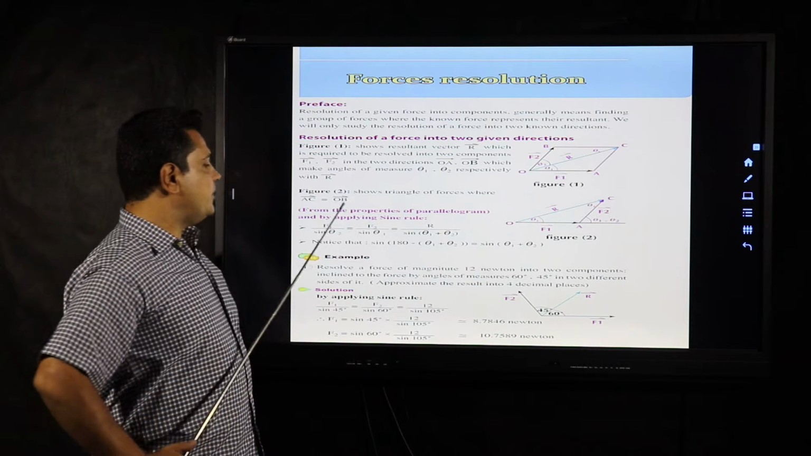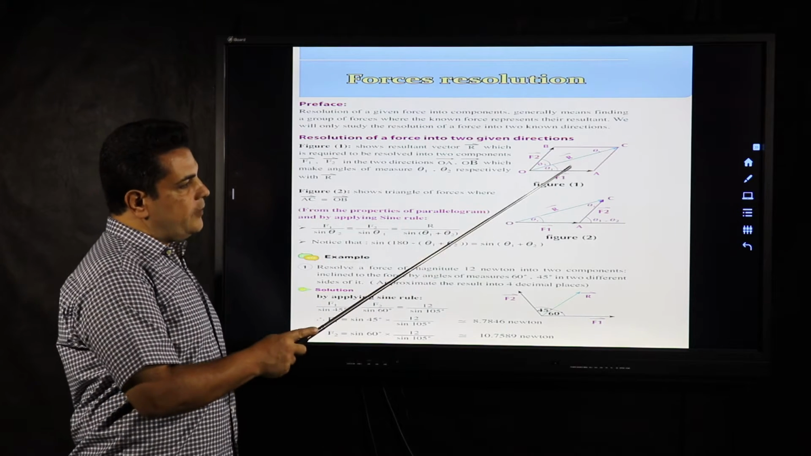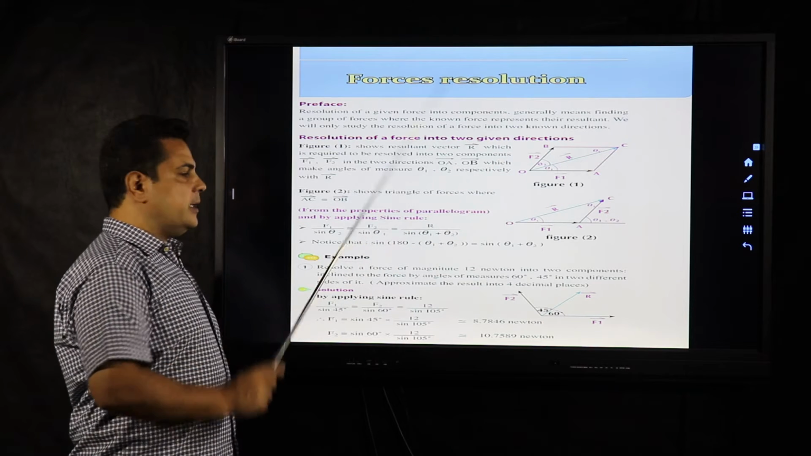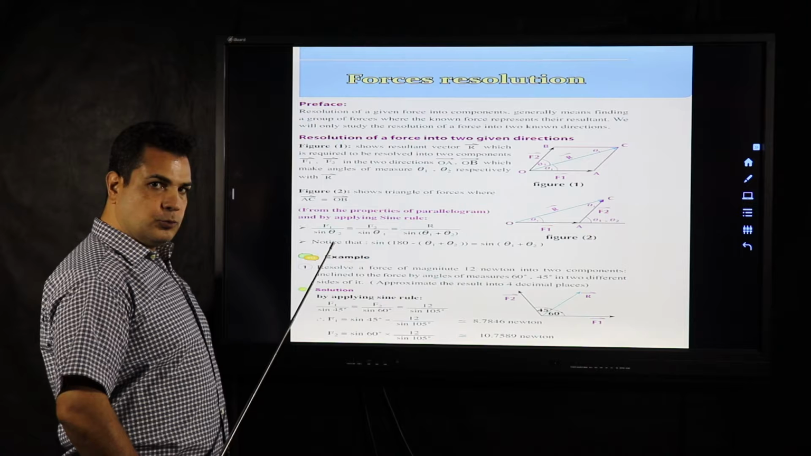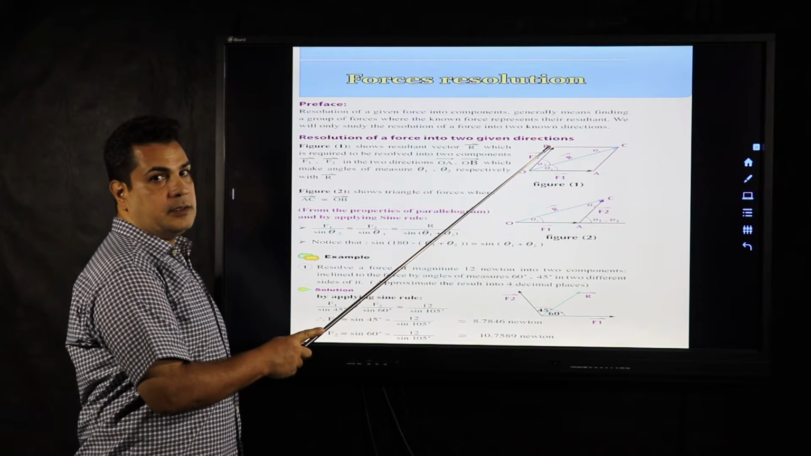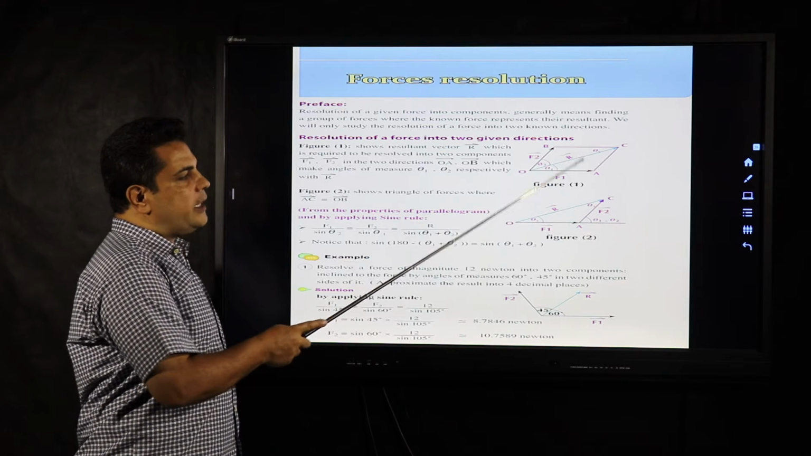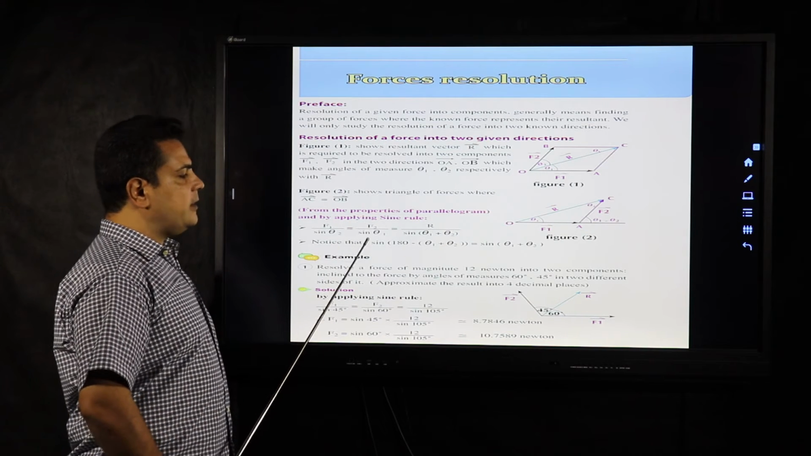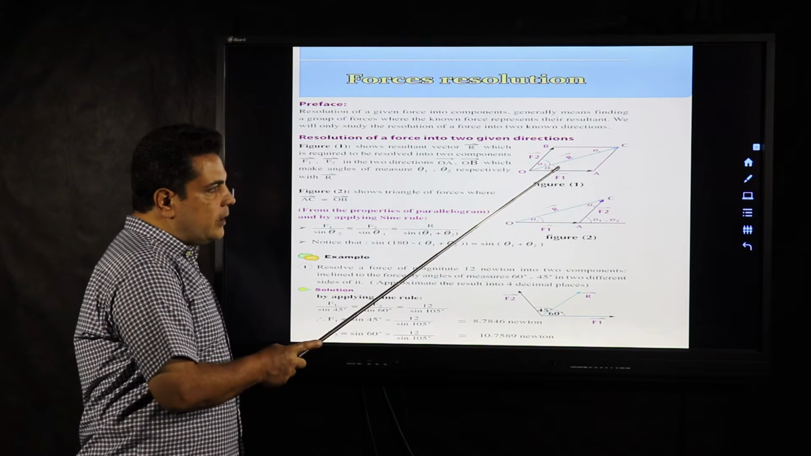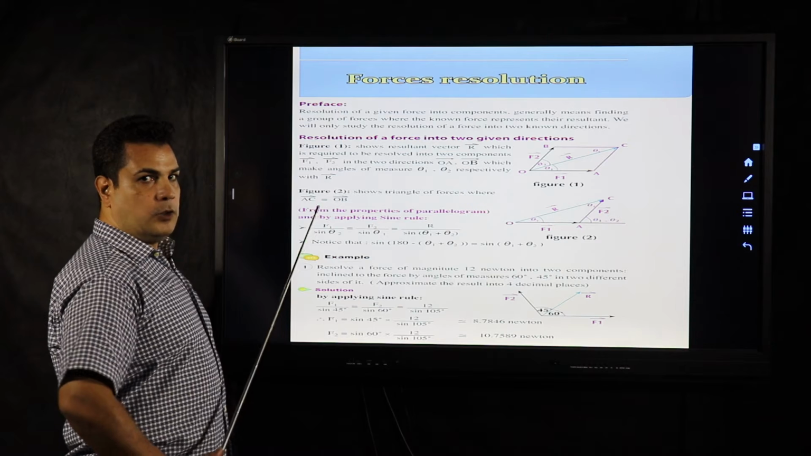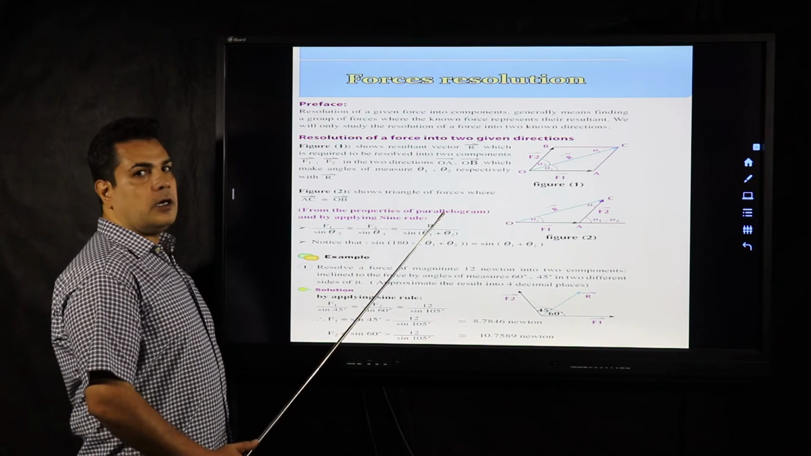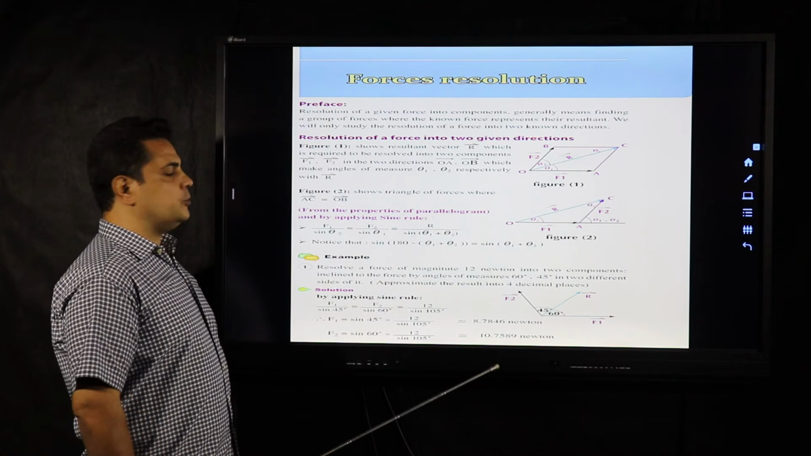Then F1 over sine of the angle between R and F2, meaning F1 over sine θ2, equals F2 over the sine of the angle between R and F1, F2 over sine θ1, which equals R over sine (θ1 plus θ2). So F1 over sine θ2 equals F2 over sine θ1 equals R over sine (θ1 plus θ2).